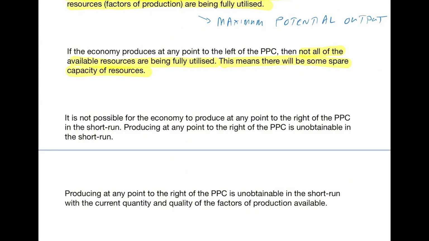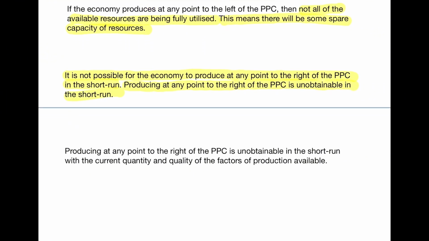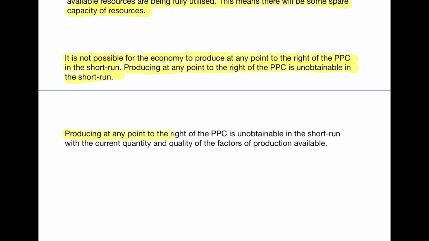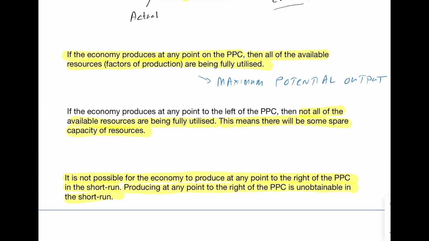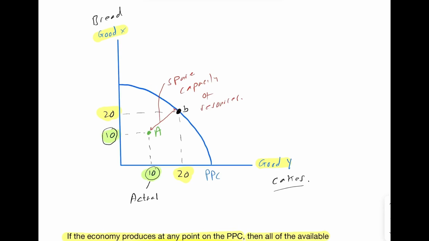Okay, so here we can see then it is not possible for an economy to produce at any point to the right of the PPC in the short run. Producing at any point to the right of the PPC is unobtainable in the short run with the current quantity and quality of the factors of production available. Okay, now that's key. With the current quantity and quality of the factors of production available, it is not possible to produce at any point to the right-hand side of the PPC.